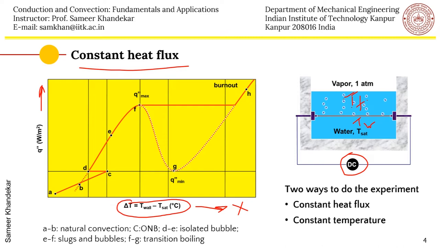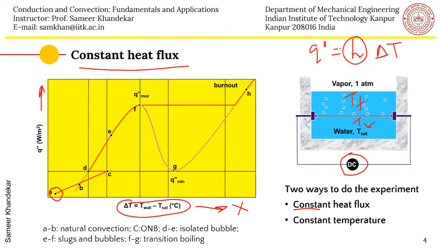So in the first case, let us have constant heat flux as the boundary condition. So we are maintaining the Q. We start at a certain low Q at point A. Now remember, if we write Q double dot is equal to H times delta T, then H is equal to Q double dot by delta T, which is essentially the slope of this particular curve, A, B, C, D, E, F, G, H, which we are getting. The slope of this line will be representative of the heat transfer coefficient.